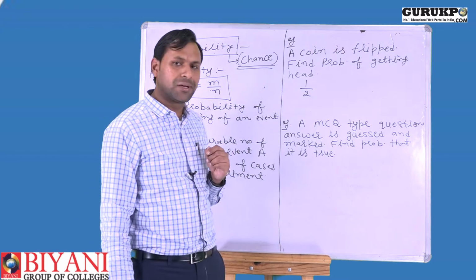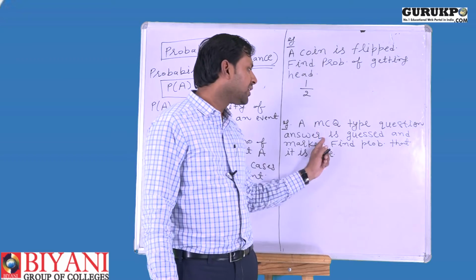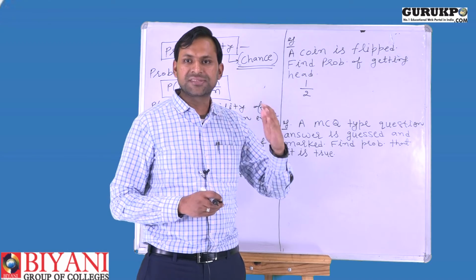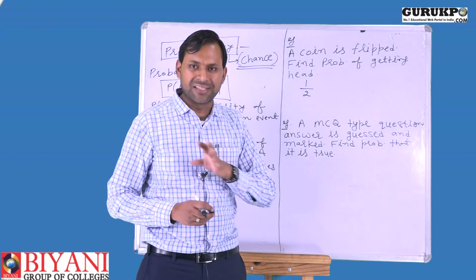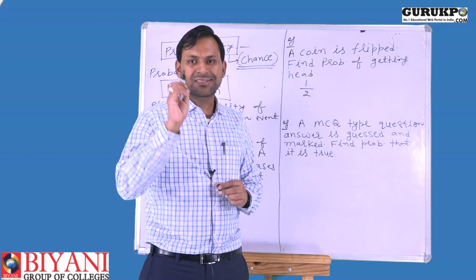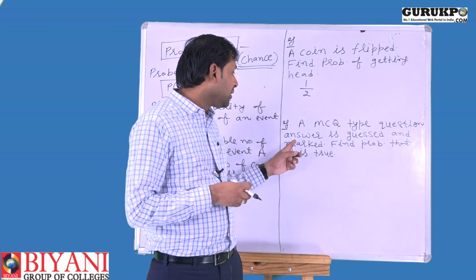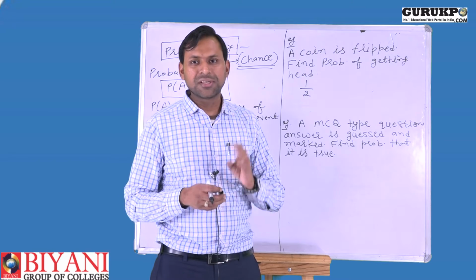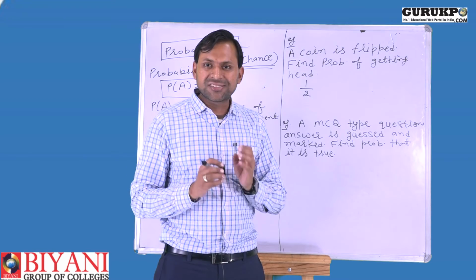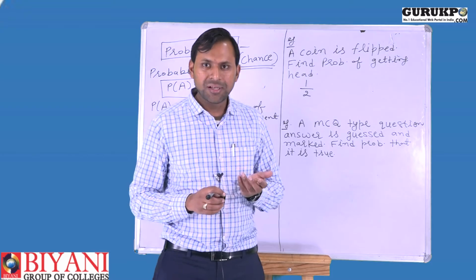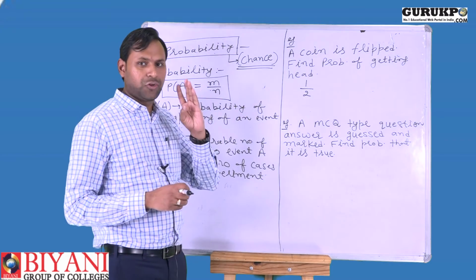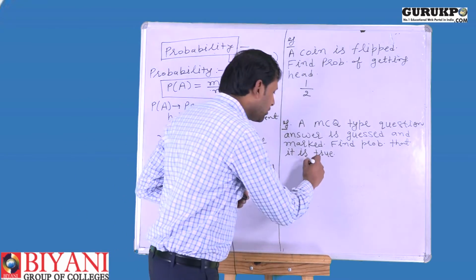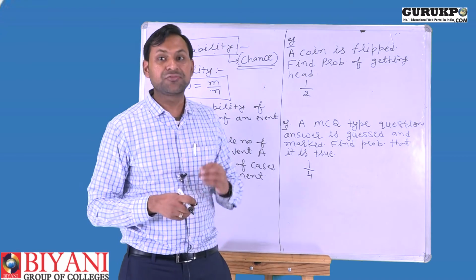Now, another example: an MCQ type question. MCQ type question means we have 4 options A, B, C or D. We don't know the exact answer to the question. We simply guess and mark the question. What is the chance that it is true? We have 4 options A, B, C, D, and suppose I mark B. What is the chance it is true? Very simple. The total number of cases is 4: A, B, C and D. And it is true in only one case. So the answer is 1 by 4. By this process we can find probability.